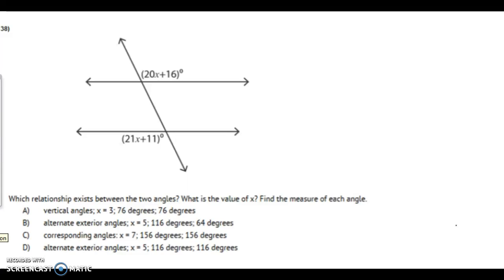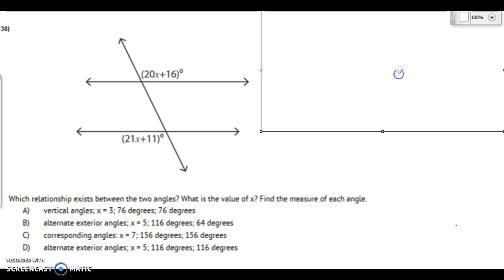Question 38 says, which relationship exists between the two angles? What is the value of x? And find the measure of each angle. So the first thing we have to figure out is the relationship between the two angles. Our options are vertical, alternate exterior, and corresponding.